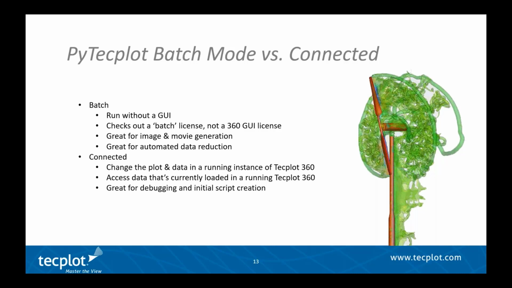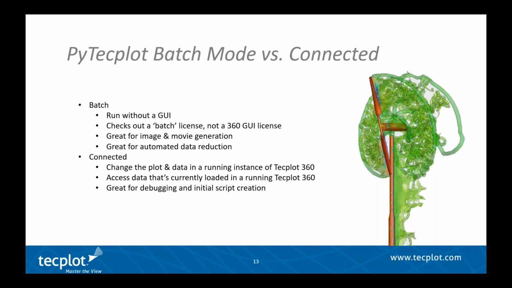So when you purchase Tecplot 360 and you have that TecPLUS maintenance subscription, you actually get 3 licenses in one. You get a Tecplot 360 GUI license, you get a PyTecplot batch license, and you get a Tecplot Chorus license. And all of those licenses are checked out individually. So if you're running PyTecplot in batch, it's going to check out that separate batch license, which leaves GUI licenses available for your colleagues.